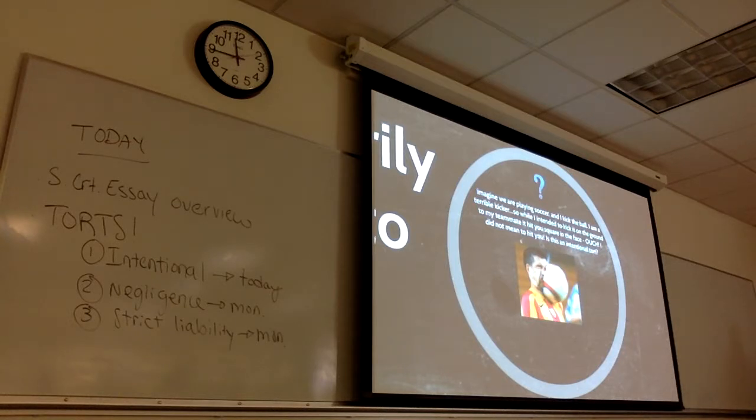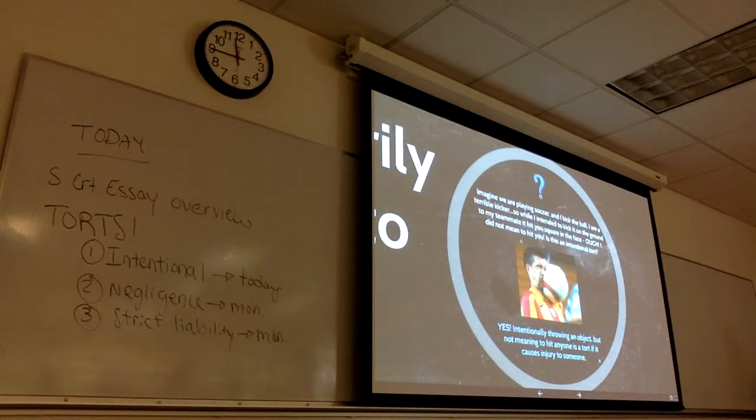So imagine we're playing soccer. I kick the ball. I'm a terrible kicker. I intend to kick it on the ground to my teammate, and instead it hits you square on the face. Ouch. Didn't mean to hit you. Is this an intentional tort? Yes. Why is that? Because you meant to kick the ball. I meant to kick the ball. So keep that in mind. I meant to do the act itself. I'm responsible for the consequences of it.